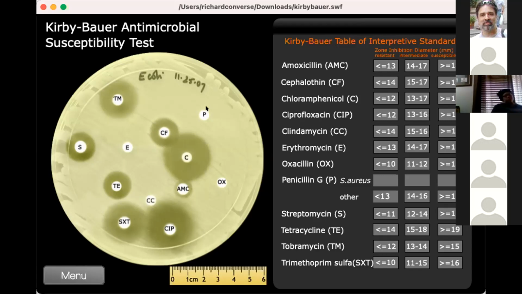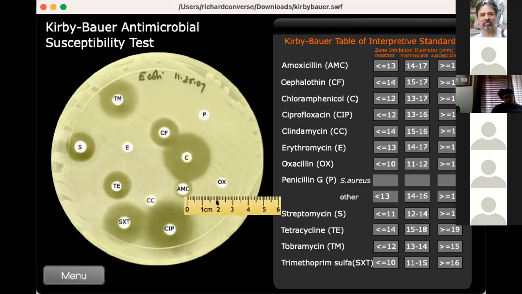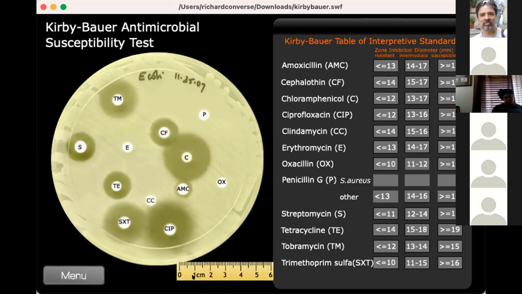So let's say I want to treat an E. coli infection and I had these data. I would probably pick chloramphenicol just based on size. But I actually have to go to this data to determine whether I made the right choice, right? I'd have to measure this, compare it to the data in the table and see if that's the best choice for the drug.